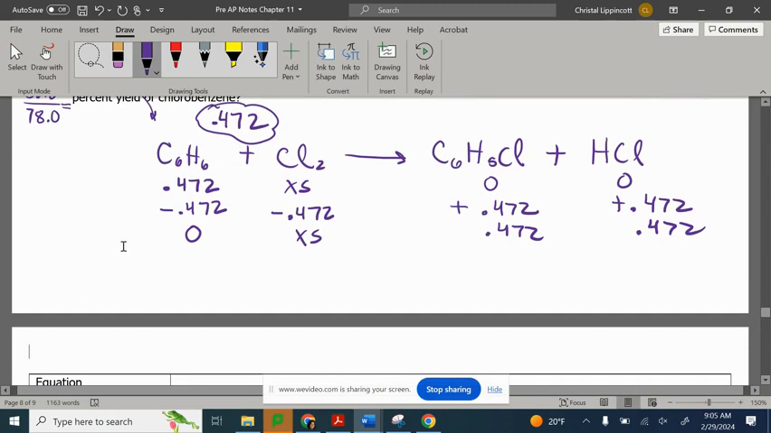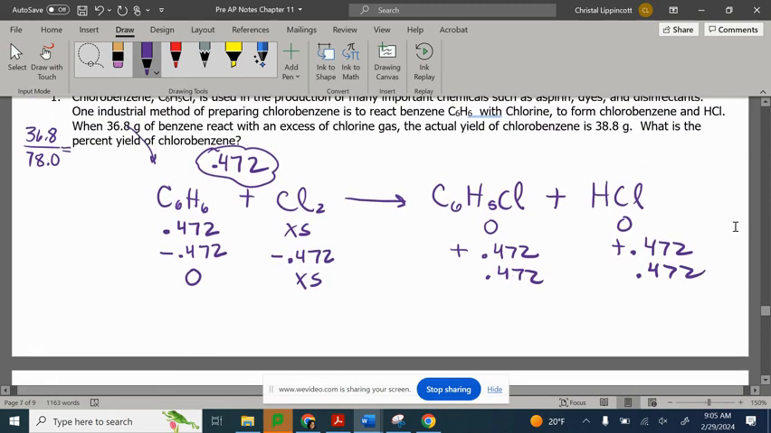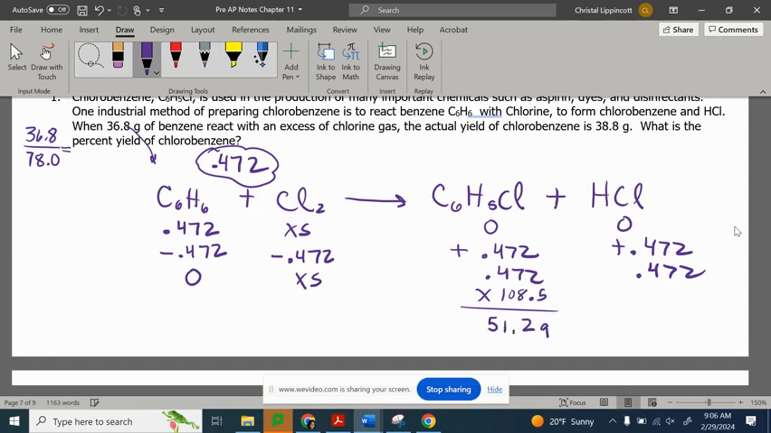Okay, so I'm going to then take that. I'm going to multiply by the molar mass of chlorobenzene, which is 72 plus 36.5. So it's 108.5. And that's going to give me my grams of chlorobenzene. So that gives me 51.2 grams. Why did you want 108.5? This is the molar mass of this. I take moles and turn it into grams.